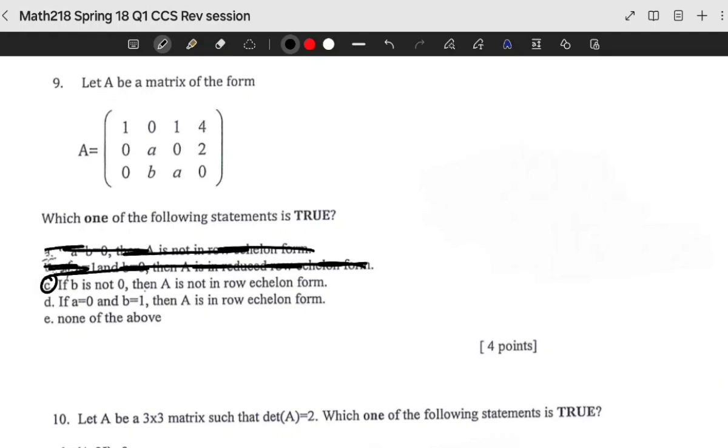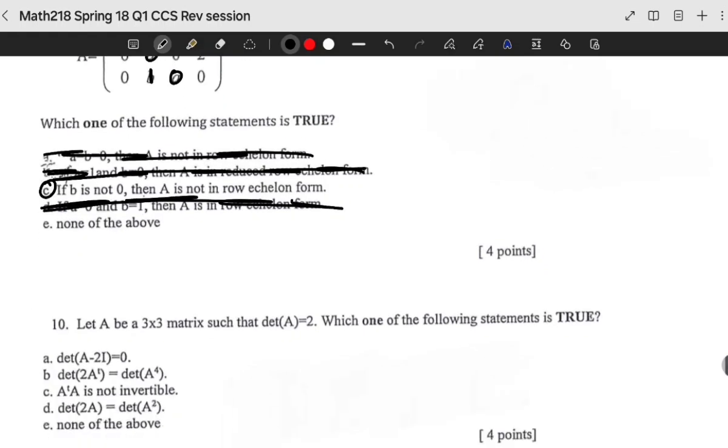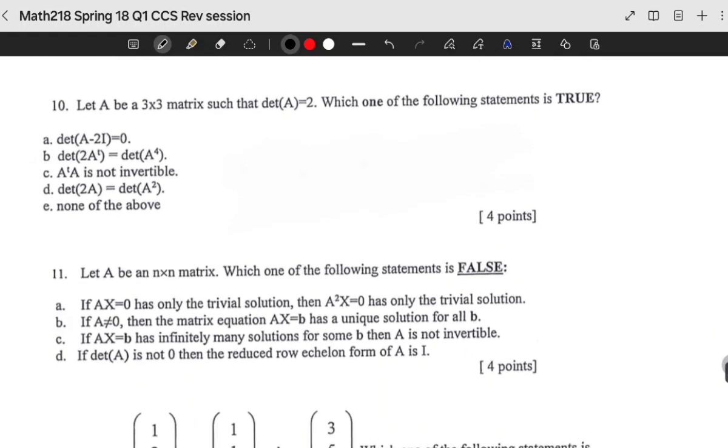For part D, if A is equal to 0 and B is equal to 1, then A is in row echelon form. This is not true. So C is the correct answer. Let A be a 3 by 3 matrix such that determinant of A is equal to 2. Which one of the following statements is true?